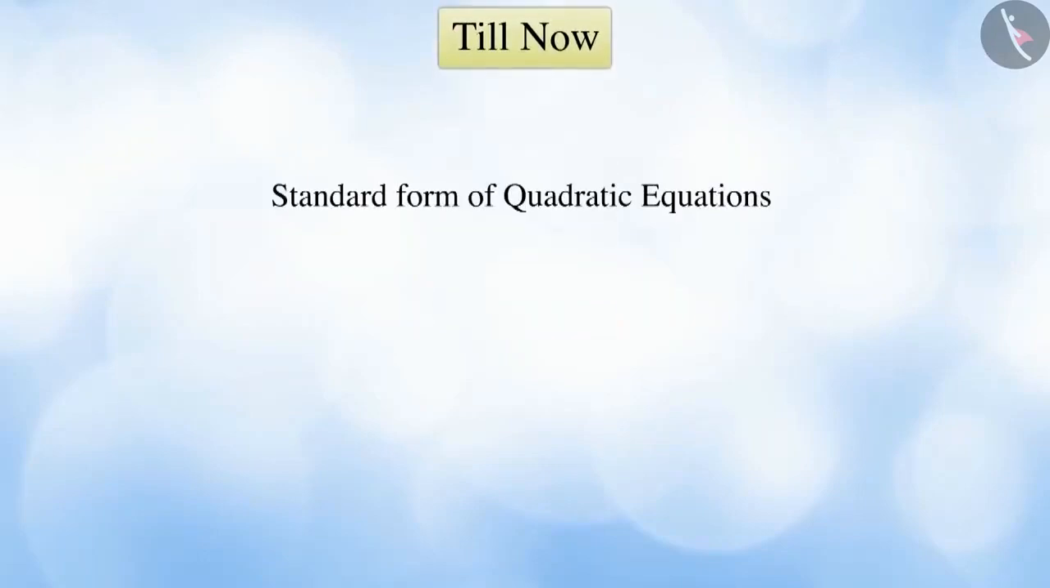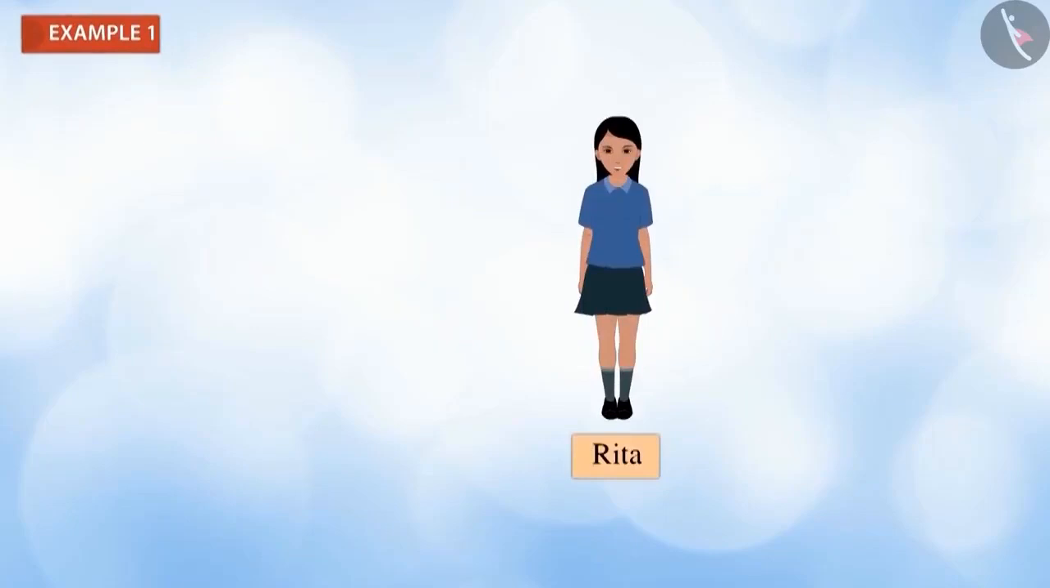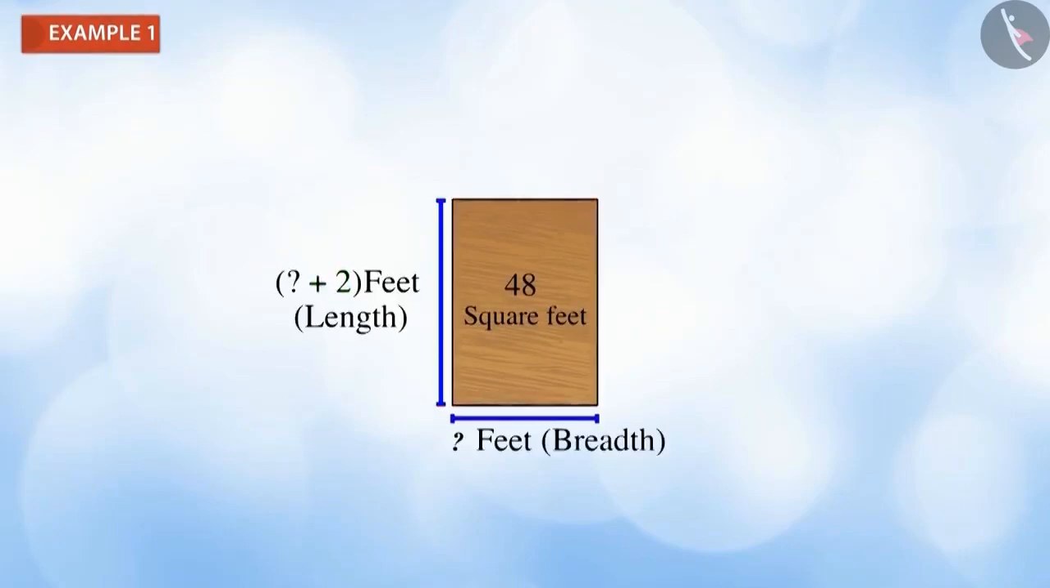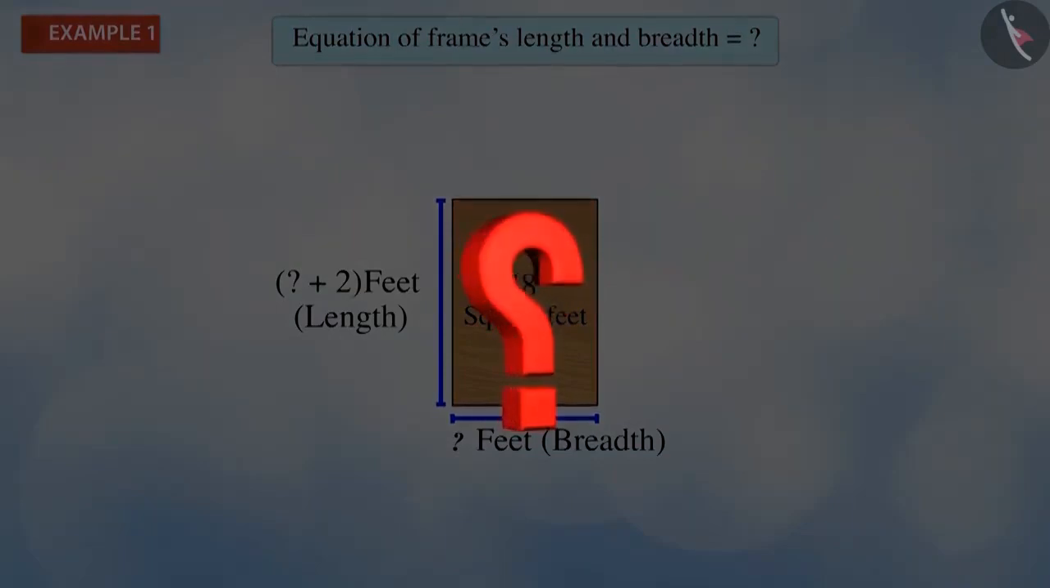In the previous video, we studied about quadratic equations and the standard form of quadratic equations. Let's look at some examples based on it. Rita has a wooden plank with an area of 48 square feet and its length is 2 feet more than the breadth. Rita has to construct a wooden frame with the plank. For this, she needs the equation of length and breadth of the frame. Will you help Rita find an equation that will be formed to find the length and breadth of the frame?